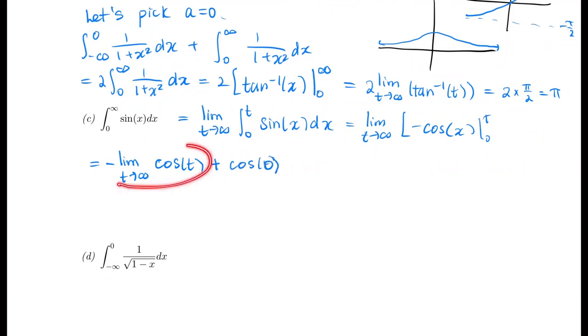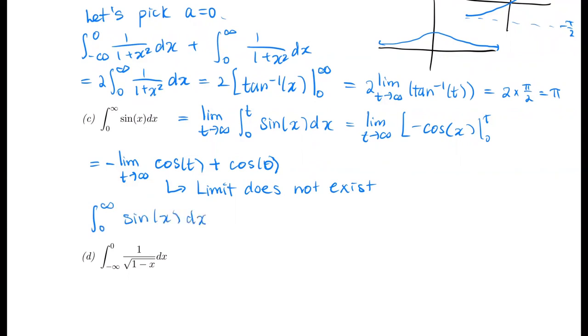But this limit here does not exist, because the cosine function keeps oscillating between 1 and negative 1. So we cannot make any conclusions from it. This limit does not exist. So we say that the integral from 0 to infinity of sine x diverges, because there is no limit.